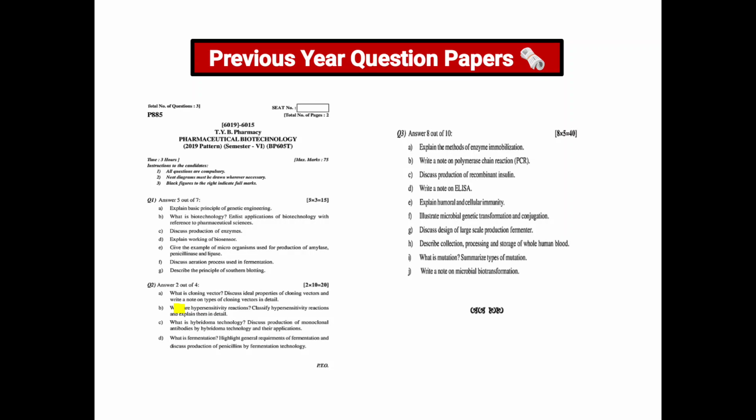Next, explain working of biosensor. Next question, give the example of microorganism used in production of amylase, penicillinase and lipase. Next, discuss aeration process used in fermentation. Next, describe the principle of Southern blotting. Next, what is cloning vector? Discuss the ideal properties of cloning vectors and write a note on types of cloning vectors in detail.